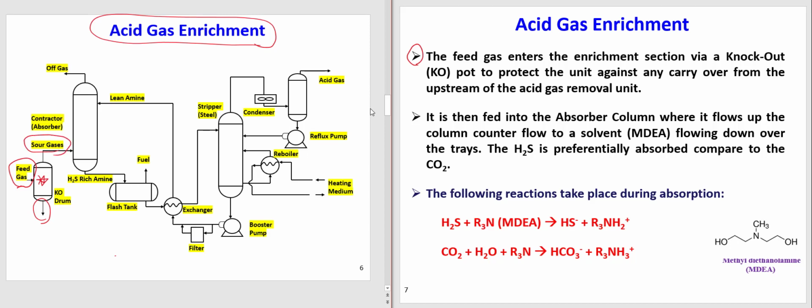Now this stream is mainly CO2 and H2S, although it has some other hydrocarbons and water. So you remove any liquid, any water from the bottom, and you will send the other gas to the absorption column. In the absorber, it is fed from the bottom, and at the top of the absorber you have an amine solvent, which is MDEA.